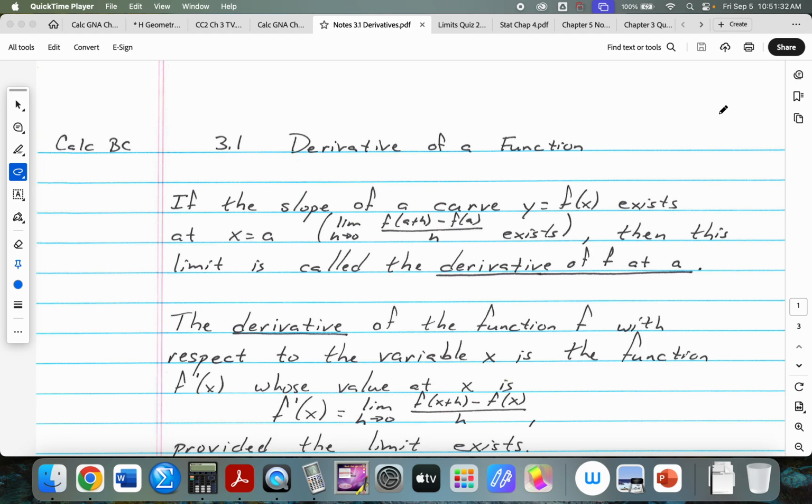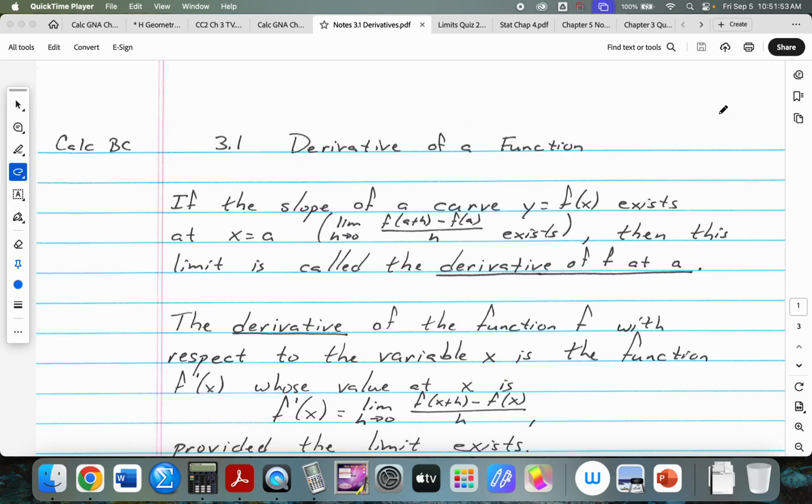So far we've been calling it the slope of the curve, or the instantaneous rate of change, or the slope of the tangent. Well, now we're giving it another name. It's just called the derivative. All those things equal the derivative at a point.